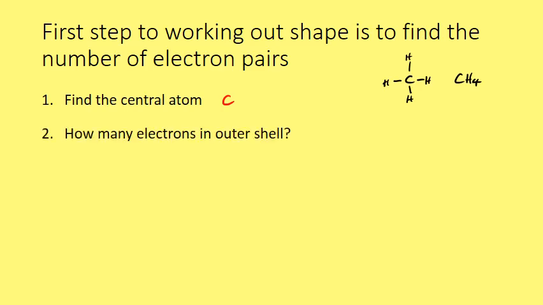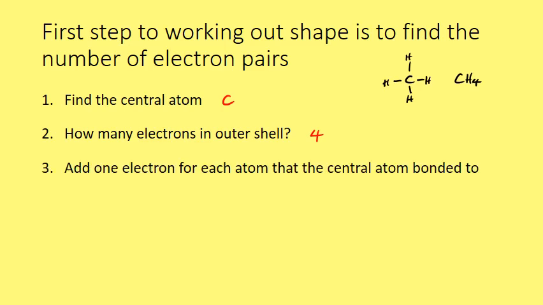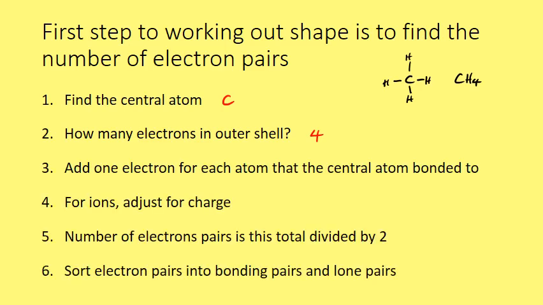The next step is to find how many electrons are in the outer shell. Carbon is in group 4, and so it has 4 electrons in the outer shell. So we'll put a little 4 down there, and then we can move on. The third step: we add 1 electron for each atom that the central atom is bonded to. This is the central atom, and it's bonded to 1, 2, 3, 4 hydrogen atoms, so we're going to add another 4 to that, so that would be 8 in total.